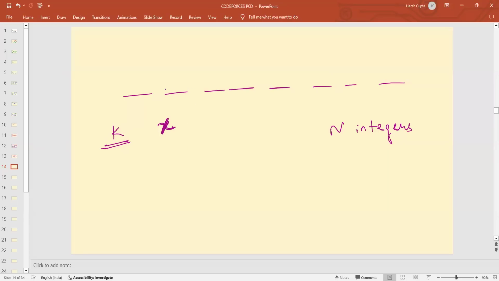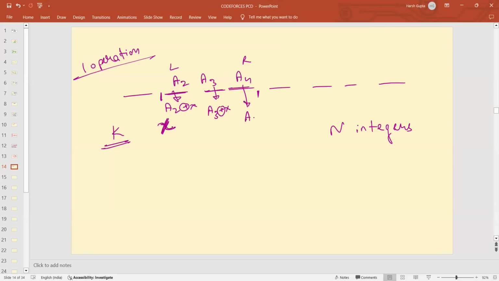Now, what you can do is, in one operation, you will choose a substring. Let's suppose I choose this particular substring. Then I choose this as L and this as R. Then I will go to each and every element of this range and simply XOR with X. So if this is A2, A3, A4, now A2 will become A2 XOR X, A3 will become A3 XOR X, and A4 will become A4 XOR X. This is something that you can do with each and every operation.